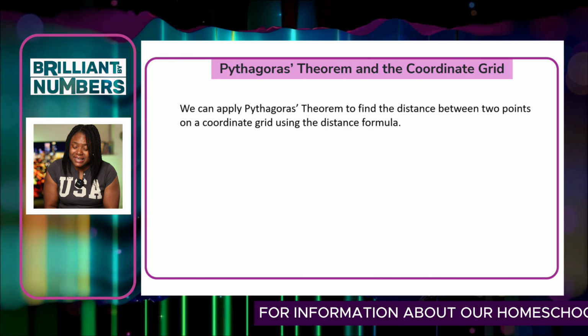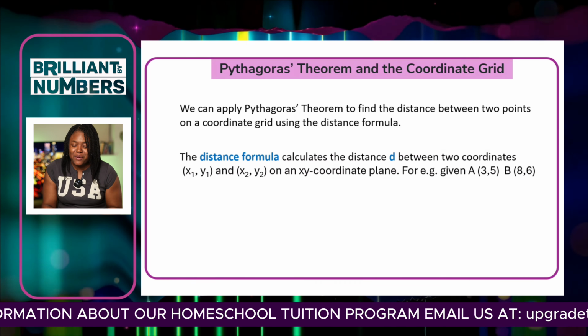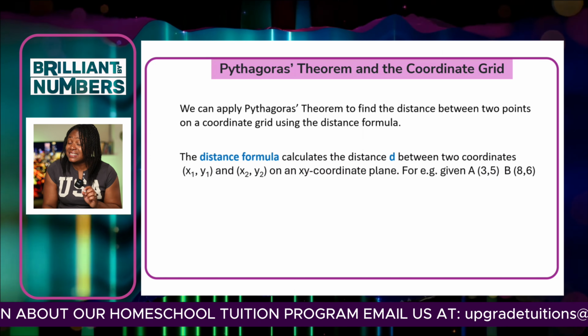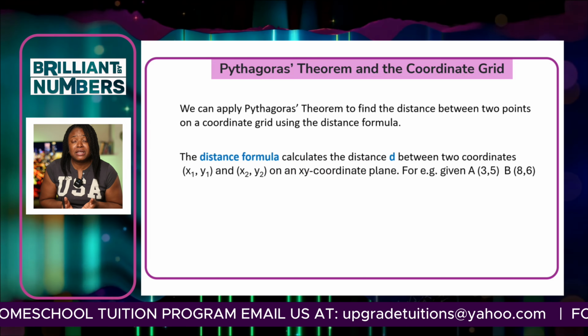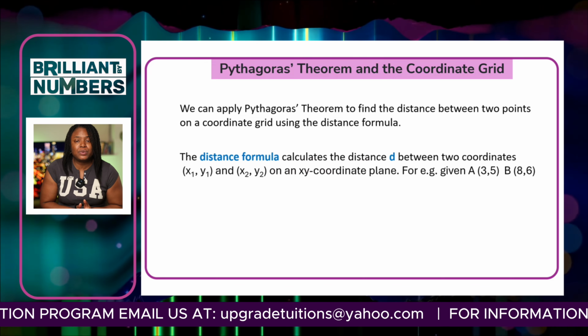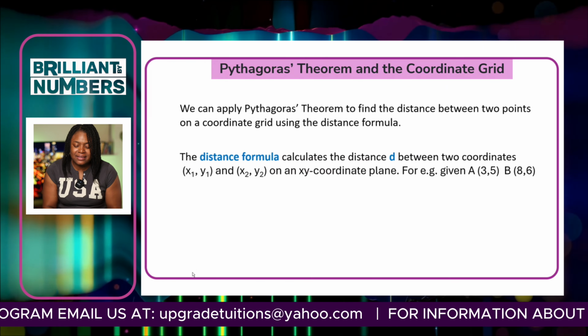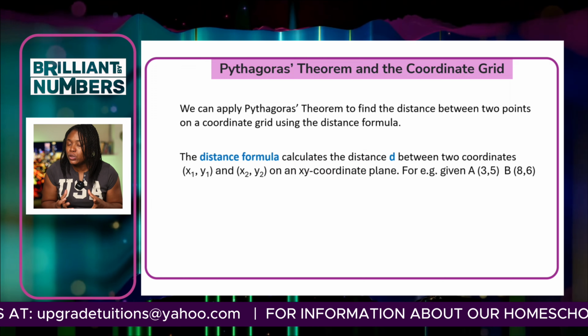Now, let's look at how we can apply the Pythagoras Theorem to coordinates. We can use Pythagoras' theorem to find the distance between 2 points on a coordinate grid using the distance formula. What is the distance formula? Now, the distance formula calculates the distance d between two coordinates. And of course, we know that coordinates come in an ordered pair where we've got an x value and a y value. So the first point we would call x1, y1, and the second point x2, y2, and these are located on an xy coordinate plane.